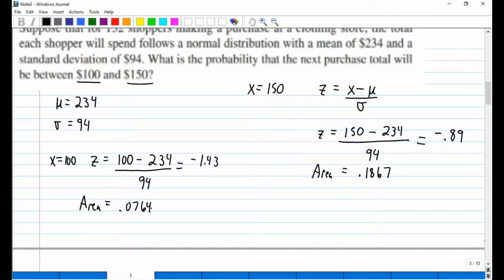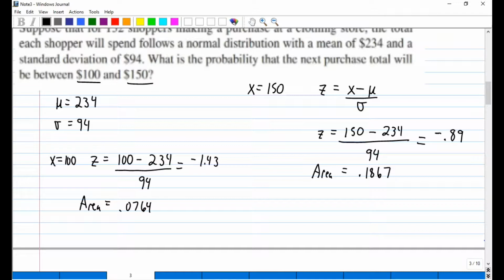All right, now if you're ever confused when you have a between problem and you're not sure which one to subtract from the other, remember this is area under a curve, and area can't be negative. So if you choose the wrong number to subtract, like if you say the smaller number minus the bigger number, you're going to get a negative answer. And you can't have a negative area, and you can't have a negative probability.